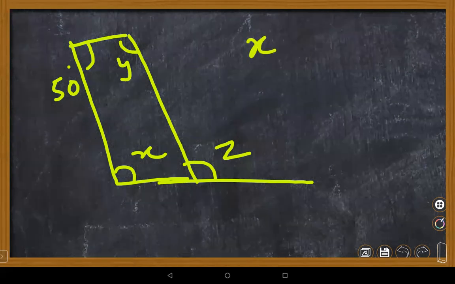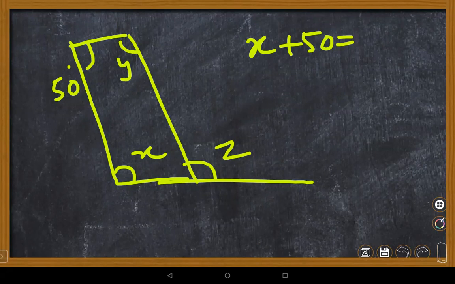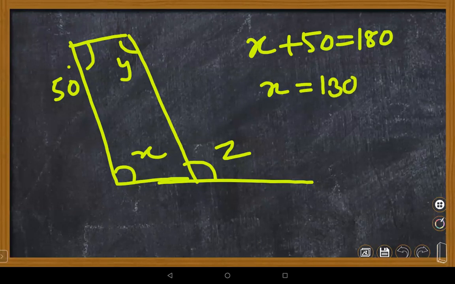Ma'am, X and Y equals 50. No, X equals Y, those are opposite angles. X plus 50 equals 180, supplementary. Yes, supplementary. Ma'am, X equals 130. So if X equals 130, Z is also 130, opposite. Y is also 130, and Z is also 130.